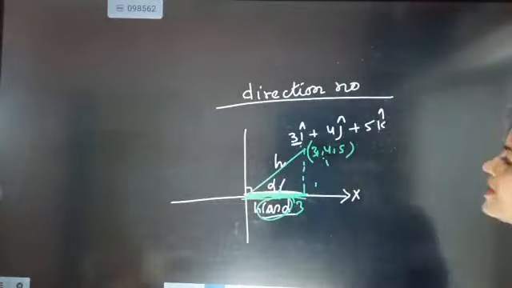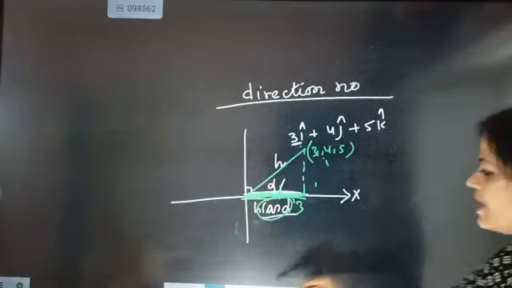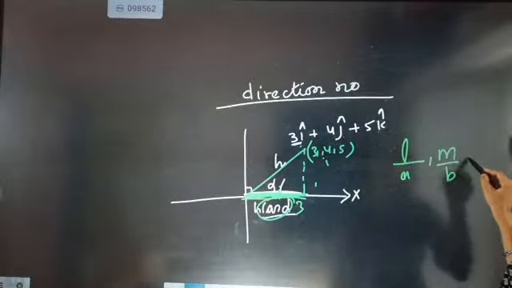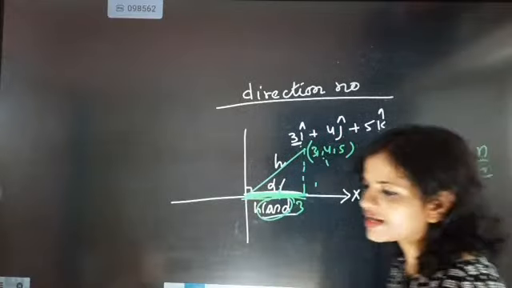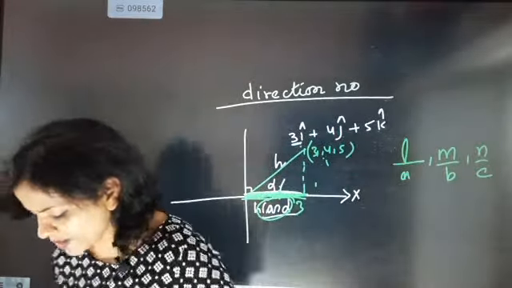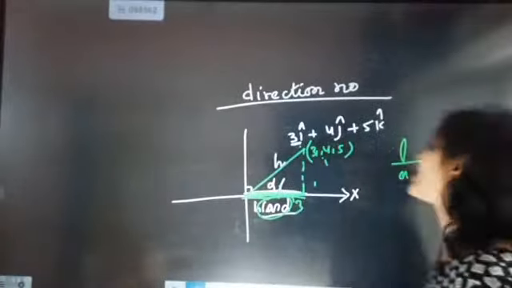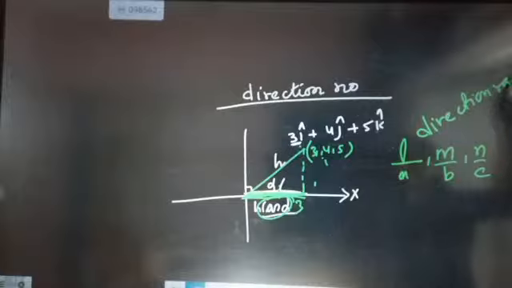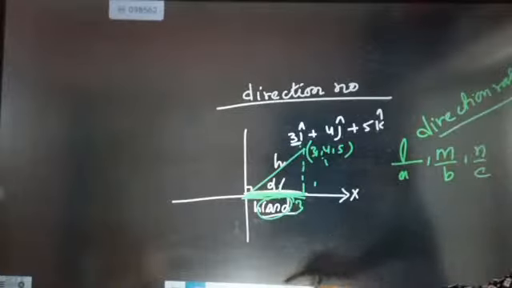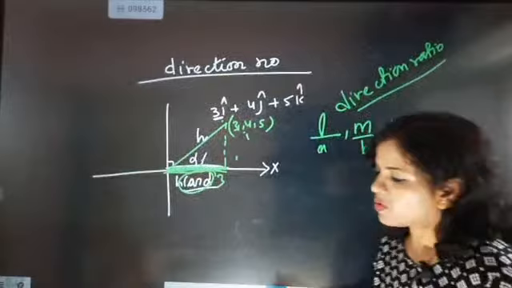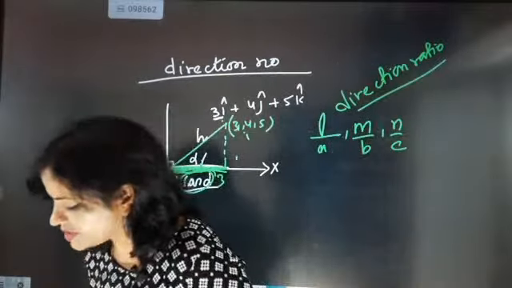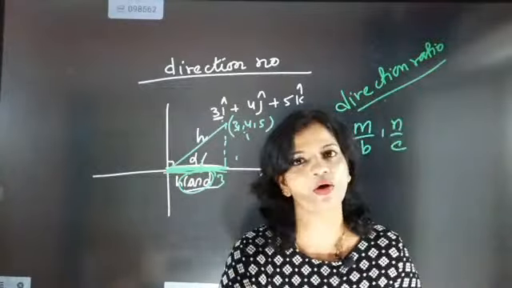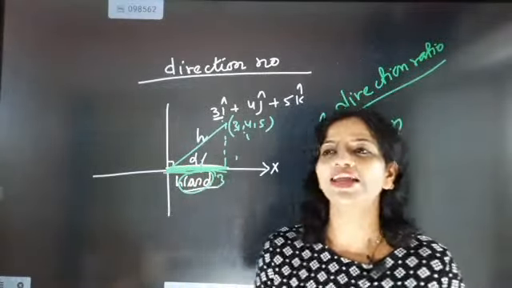So that's why we are writing it as L by A, direction cosine by A, M by B, N by C. Now is it correct? L by A, M by B and N by C, and this is exactly called direction ratio, where A, B, C are three direction numbers. I always call A, B, C direction numbers.